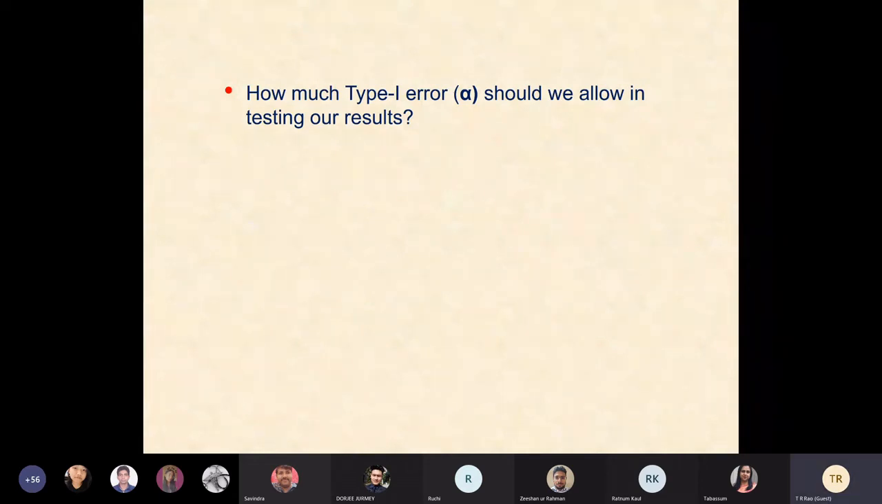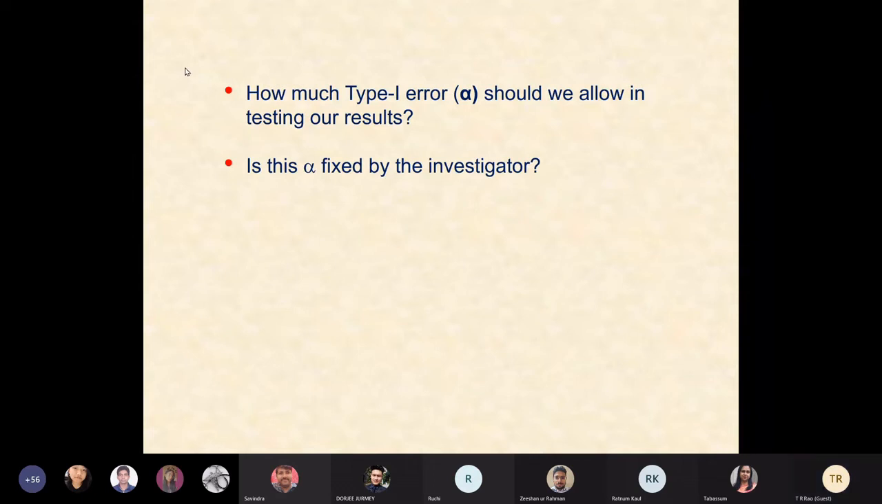Okay, right. So a statistician, or a person doing experiments who wants to estimate population values based on sample values, says up to this much error I will allow. Beyond that, I will simply say no, this is not correct. And what is that amount of error you have to allow? Is that fixed by the investigator or is there a fixed value?